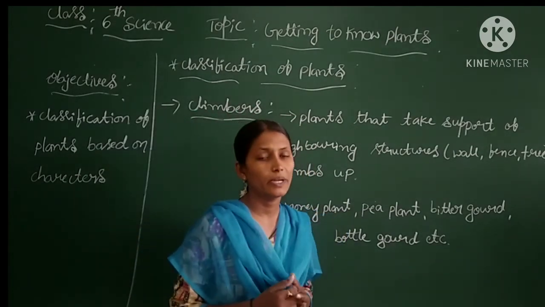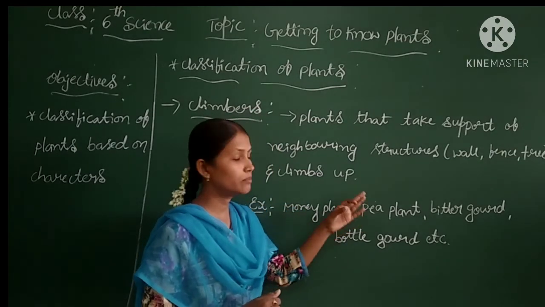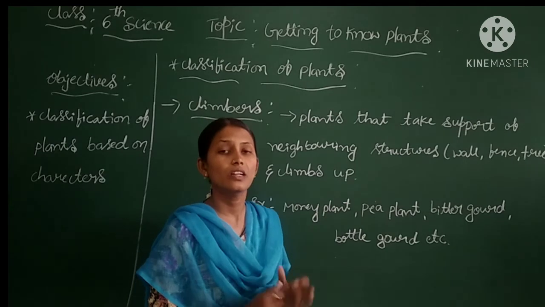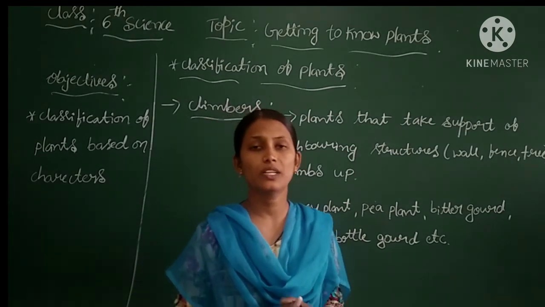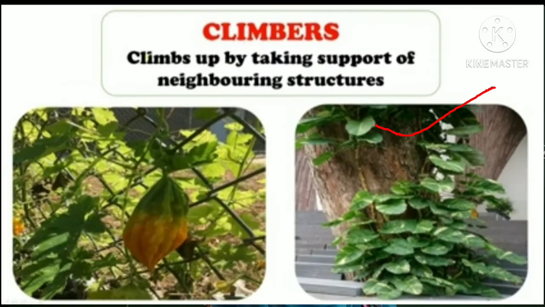For example, you might have seen money plant, tea plant, bitter gourd and bottle gourd. These are a few examples of climbers. Look at this picture. Money plant takes the support of another tree and climbs up. So it is one of the climbers. Next one, that is bitter gourd. Here bitter gourd also climbs the fence. It takes the support of other structures. So these types of plants we are calling climbers.